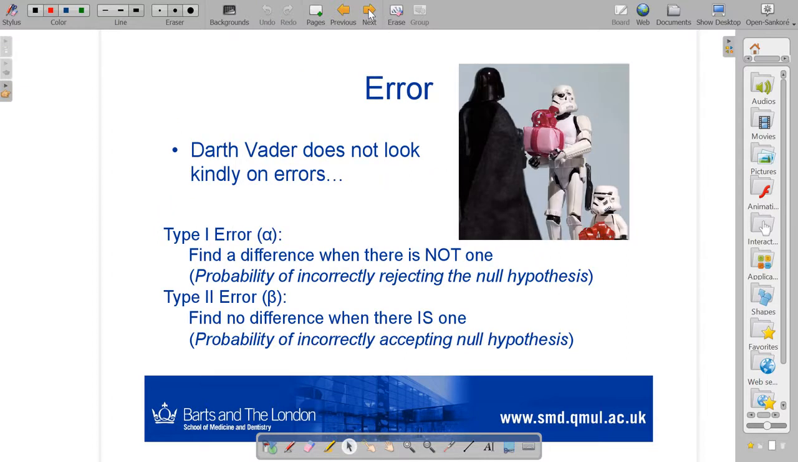I need to cover, unfortunately, a couple of bits of terminology, and these are a pet hate of mine, but we need to cover them. Earlier I mentioned the term type 1 error, and you'll see in brackets next to type 1 error the Greek letter alpha. That has already been used as the significance threshold, and this can cause some confusion because it's used interchangeably to mean two different things. When we're talking about error, you have type 1 and type 2 error, and they can also be denoted as alpha and beta.